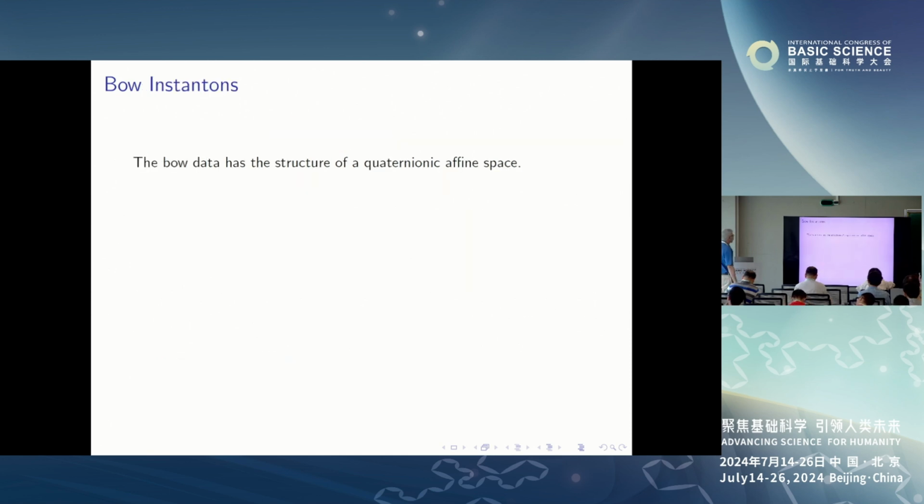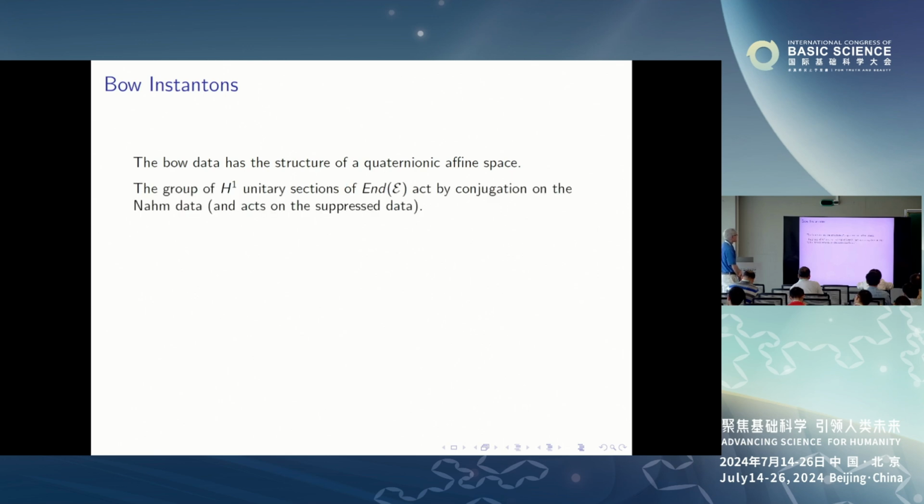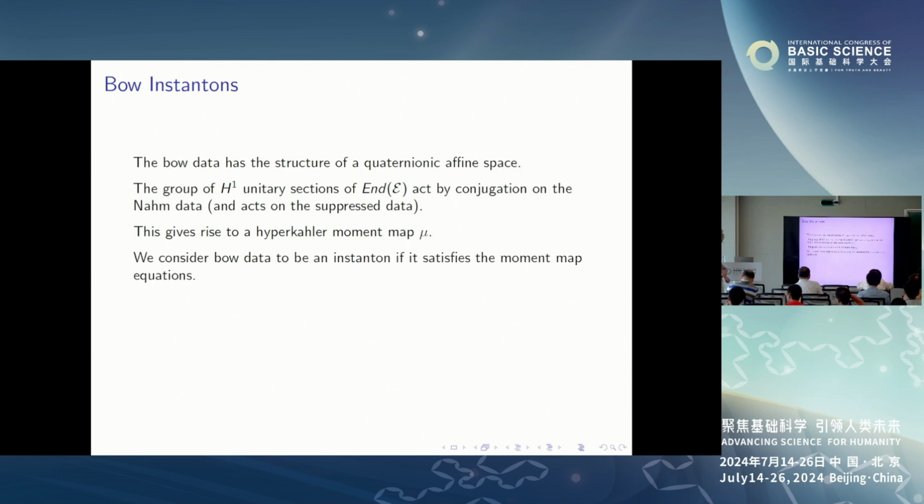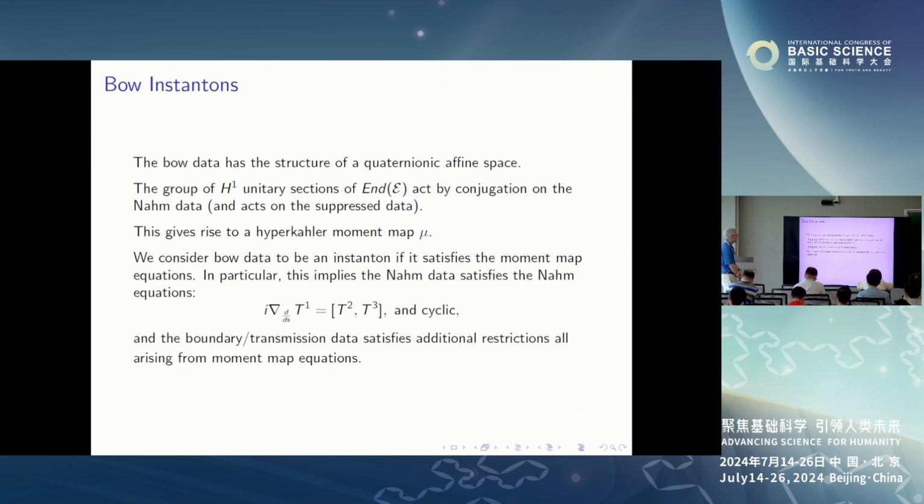Okay, so again, the Bow data, that sounds to me like a name of an actress or something. The Bow data has the structure of a quaternionic affine space. So we have a group of H1, in the sense of Sobolev H1, unitary sections of endomorphisms. They act by conjugation on the Nahm data and on the suppressed data. And this gives rise to a hyperkähler moment map mu. So we consider the Bow data to be instanton if it satisfies the moment map equations. So that's how we define instantons in this context.